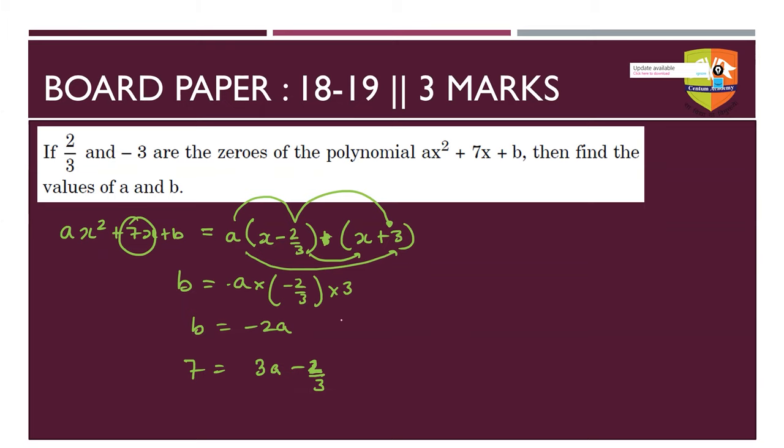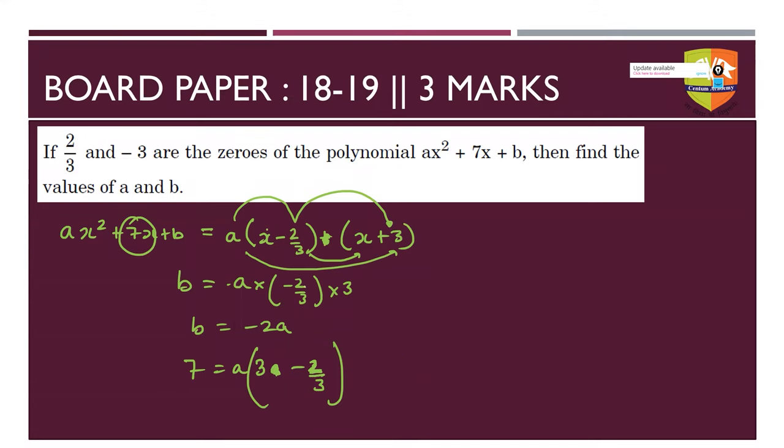Or one more a actually. So a is out, and x times 3, so a is out and this 1 times 3, so let it be a only. So x, this 1 times 3, so 3 and minus 2 by 3 times, so this is the thing. 7 is equal to 3.